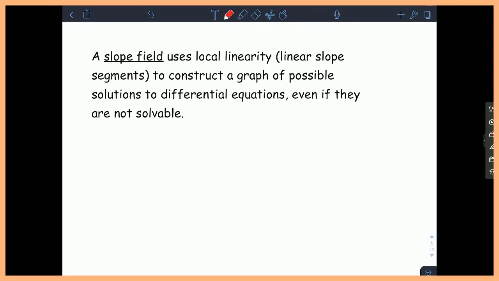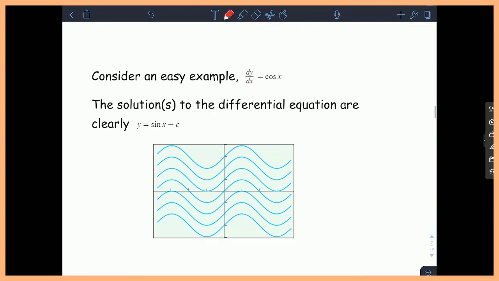A slope field uses what's called local linearity, which are basically linear line segments, to construct a graph of possible solutions to differential equations, even if that differential equation is not solvable. Let me give you a really easy example to wrap your head around, and then we'll get into some more difficult ones. Let's consider dy/dx is cosine x. We know the solution to this differential equation is sine x plus C, where C is any value. It could be plus 1, plus 2, plus 3. So these blue curves are a bunch of sine x curves translated up and down depending on the value of C.